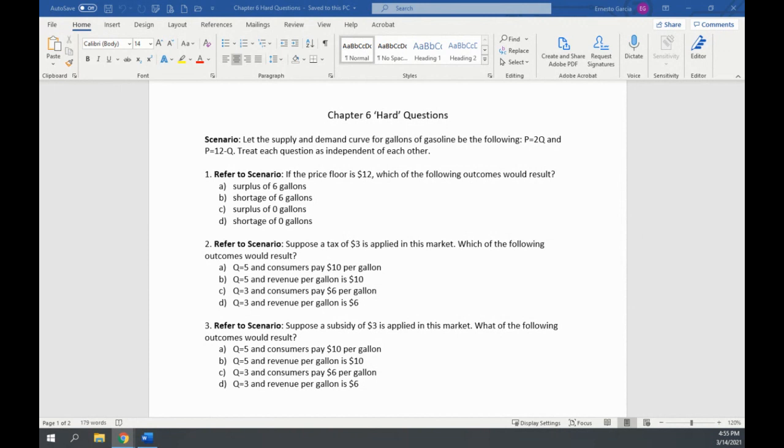The question reads, if the price floor is $12, which of the following outcomes would result? Surplus of 6 gallons, shortage of 6 gallons, surplus of 0 gallons, shortage of 0 gallons.